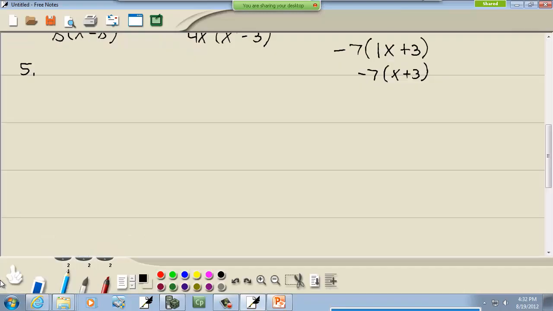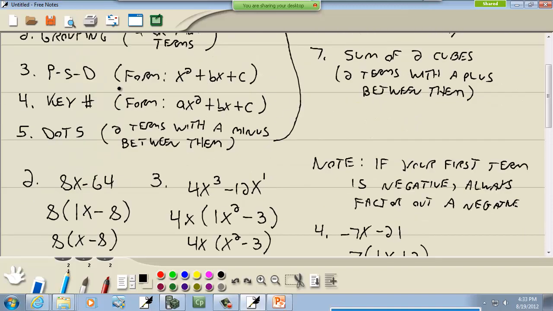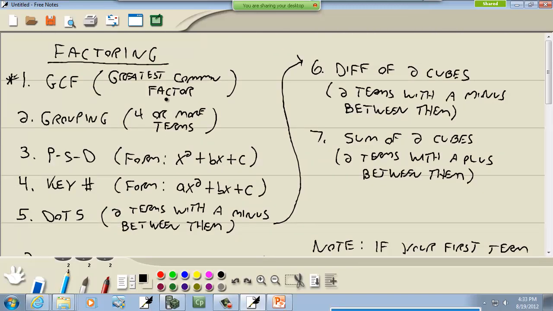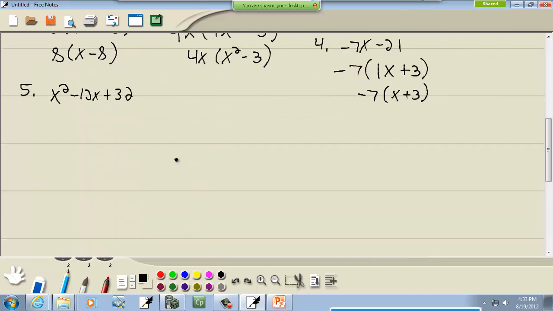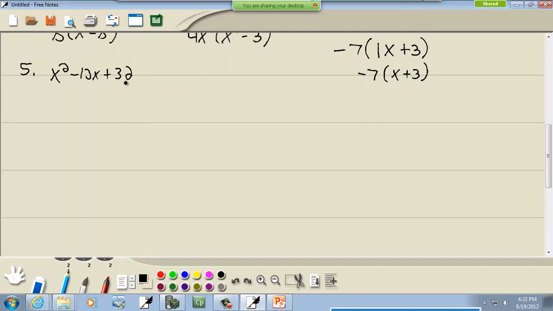Let's look at this one. I got x squared minus 12x plus 32. Come up here. GCF, there isn't any. Grouping is 4 or more terms. That doesn't fit. PSD, x squared, x, no number in front of the x squared. Well, that fits. X squared, x, no number in front of your x squared.